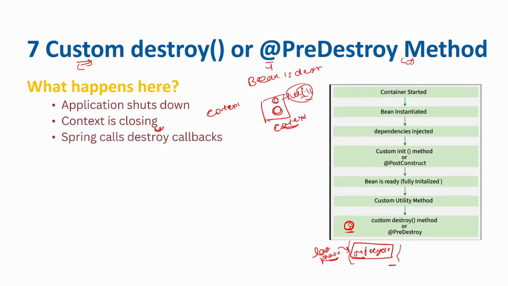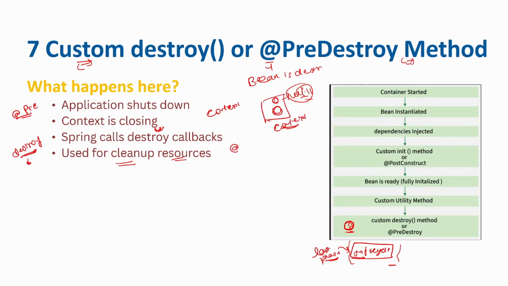So Spring calls the destroy callback. Spring will call any method that is marked with pre-destroy, or any method that is marked as the destroy method in the project configuration class. And why is it used?